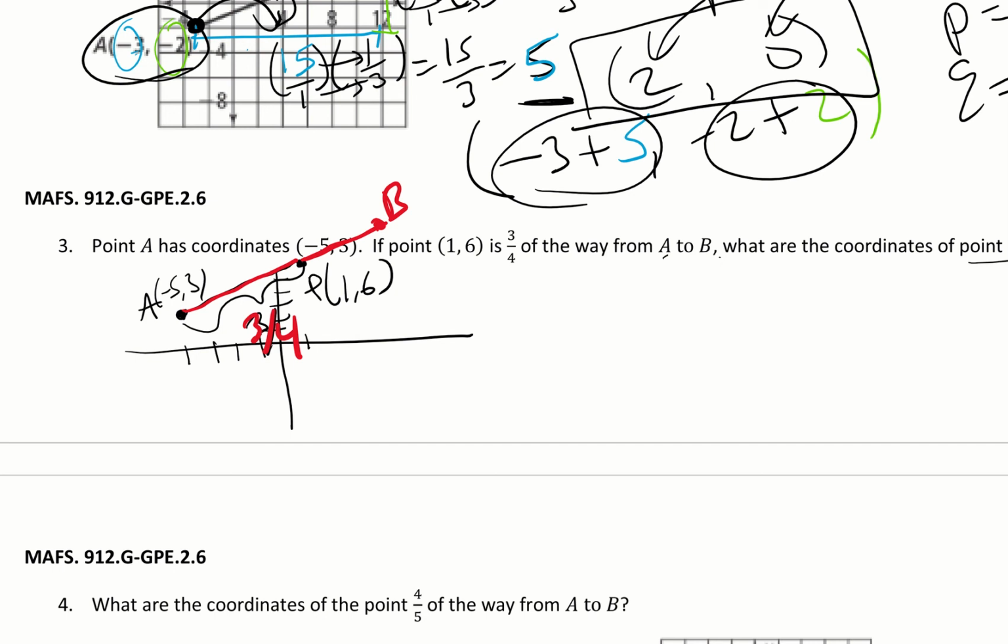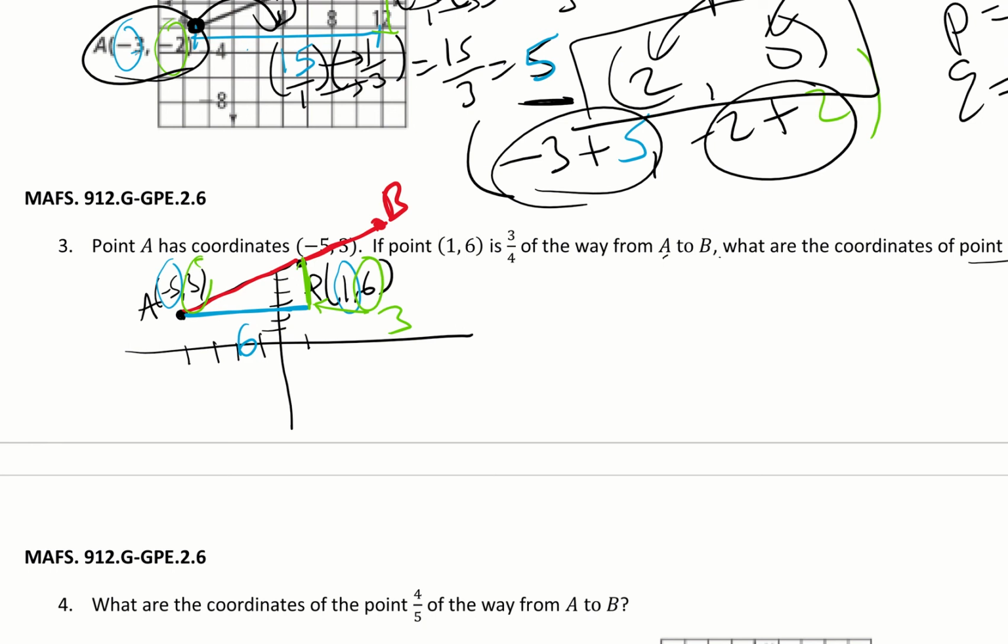Okay, so what we need to do is find the distance from A to P in the X and from A to P in the Y. So let's go ahead and do that. So we need to figure out this horizontal distance and this vertical distance. The horizontal distance here is 1 minus -5, which is 6. The vertical distance is 6 minus 3, which is 3. Okay, so we got the 3 and the 6.